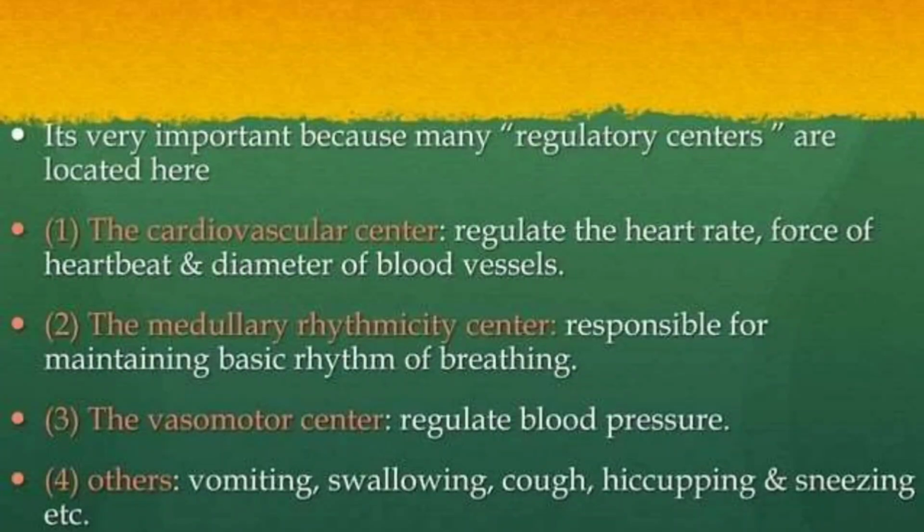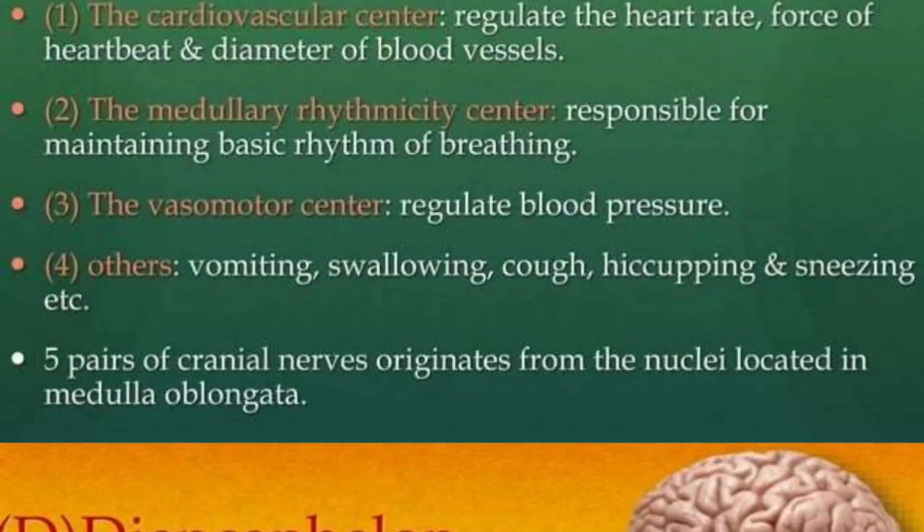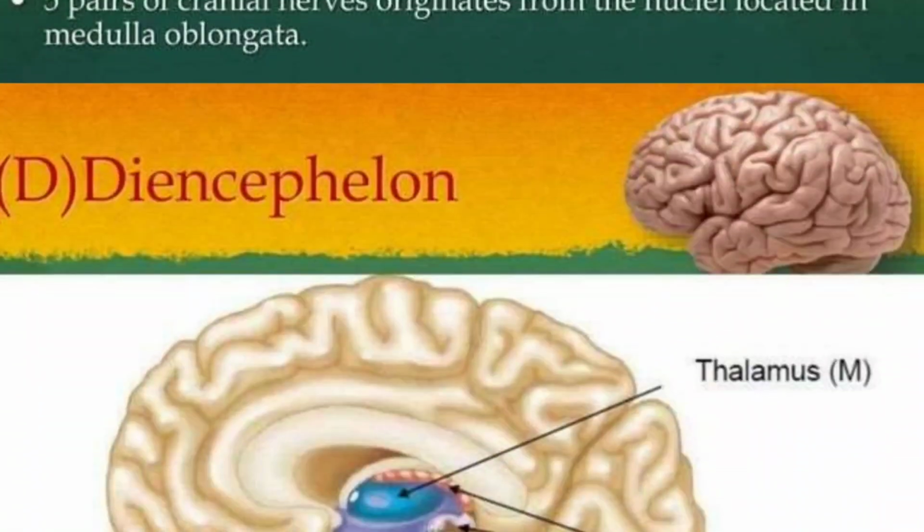The cardiovascular center regulates the heart rate, force of heartbeat and diameter of blood vessels. The medullary rhythmicity center is responsible for maintaining the basic rhythm of breathing. The vasomotor center regulates blood pressure, and other centers control vomiting, swallowing, coughing, hiccuping and sneezing, etc. Five pairs of cranial nerves originate from nuclei located in the medulla oblongata.